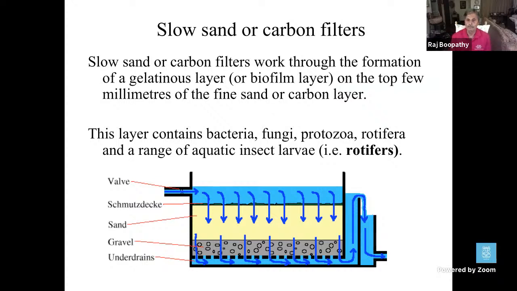The slow sand carbon filters, you can have bacteria form a layer, biofilm layer. When the chemicals go through this layer, they basically use them as carbon source. And the layer contains a heterogeneous population of a variety of organisms, including bacteria, fungi, rotifers, and protozoa. Okay.